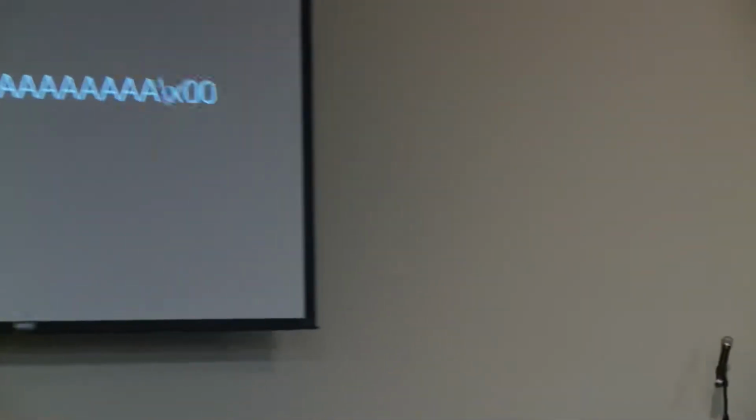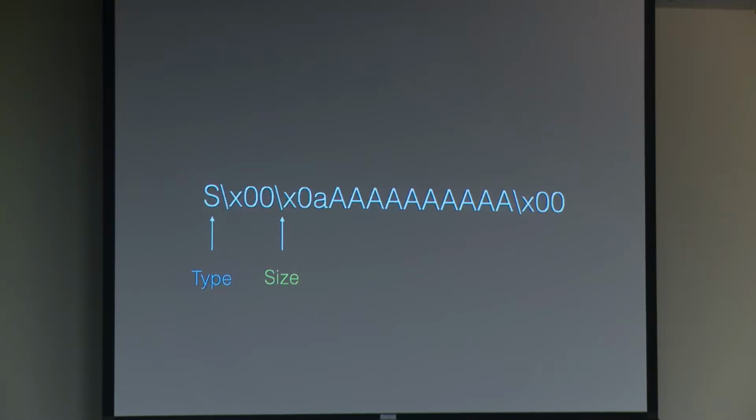And to demonstrate, I'll go through a little example of a binary serialization format. This is nothing in particular. It's just something that I came up with for this demo. But we see here some data. The first byte here is an S to denote that it's a string. That's the type. The next is the size. It's 2 bytes. In this case, it's a 10-byte string.